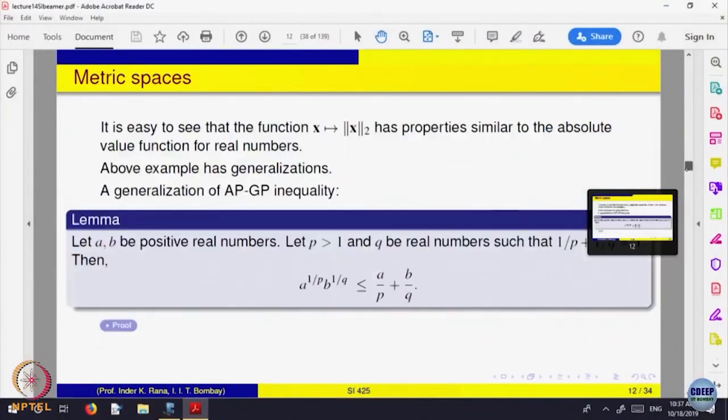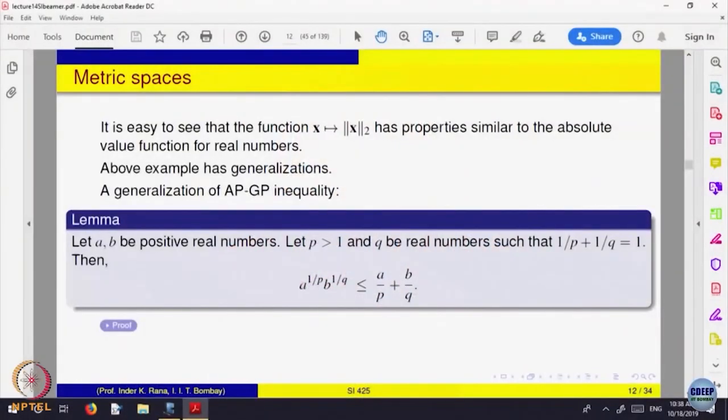So here is the generalization. If a and b are positive real numbers and p is bigger than 1 and q is a number such that 1 over p plus 1 over q is equal to 1, then a raised to power 1 over p into b raised to power 1 over q, that is the geometric mean, is less than a by p plus b by q. The right hand side is the arithmetic mean. So, it is a generalization of that once you want to go beyond powers of 2. One can prove it very easily, so probably I will go through the proof of this. And then using this, one proves Holder's inequality.